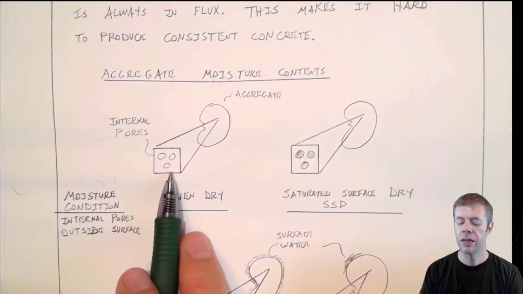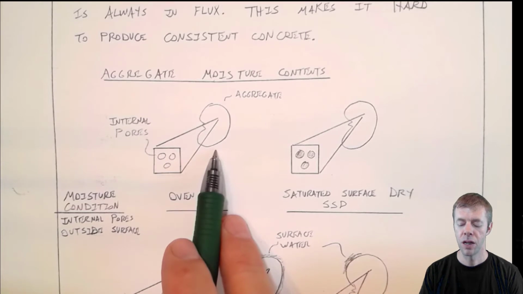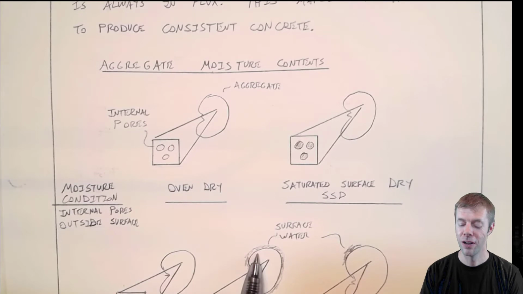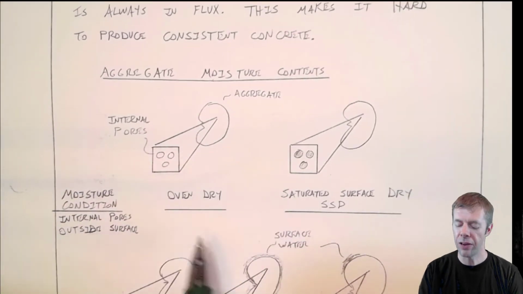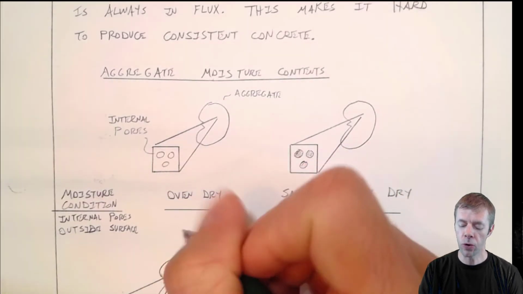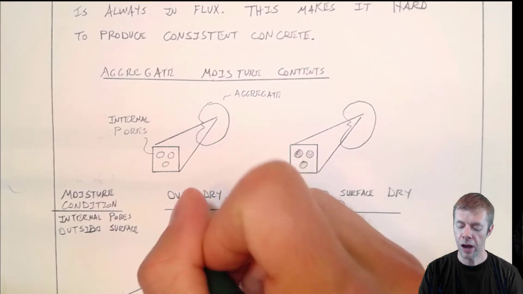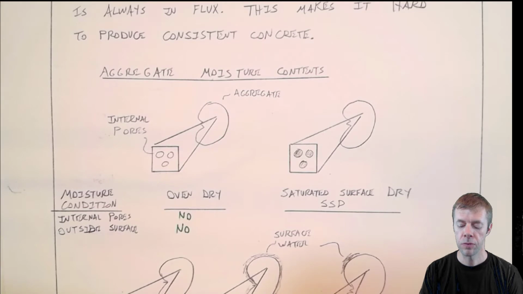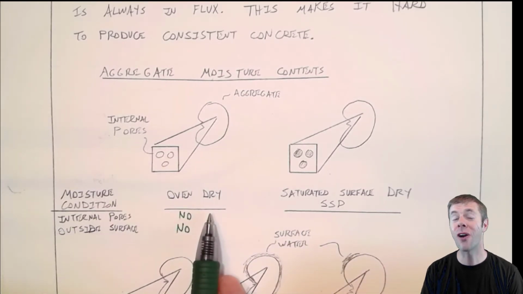In this aggregate, there is no water on the outside because the shaded stuff is water. Okay, that's supposed to be water down there. There's no water on the outside and there's no water on the inside. This one has internal pores. It has no water. On the outside surface, it has no water at all. This is an oven dry aggregate. Oven dry. Only happens in the lab.